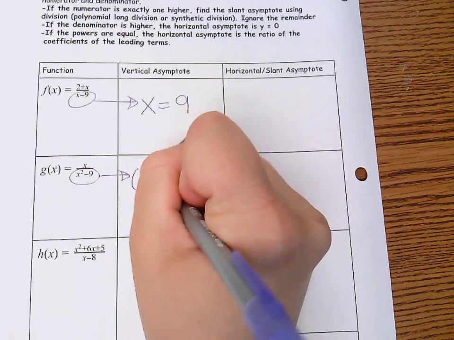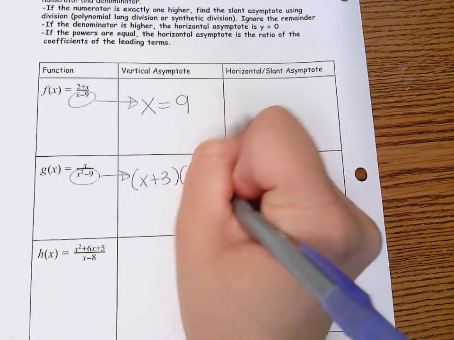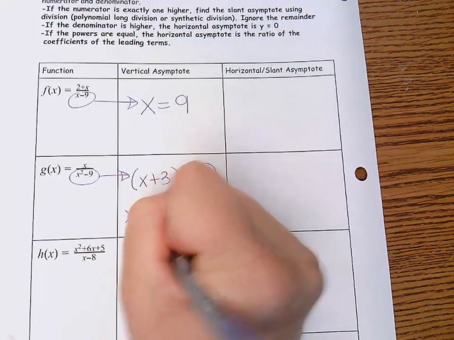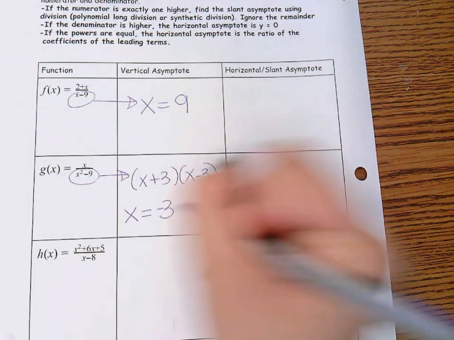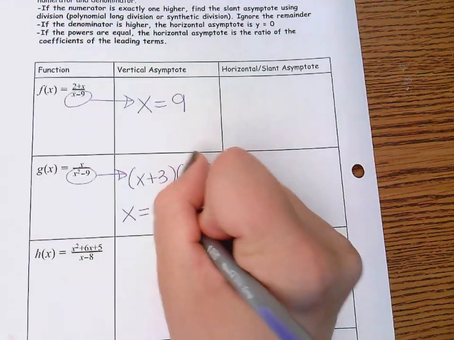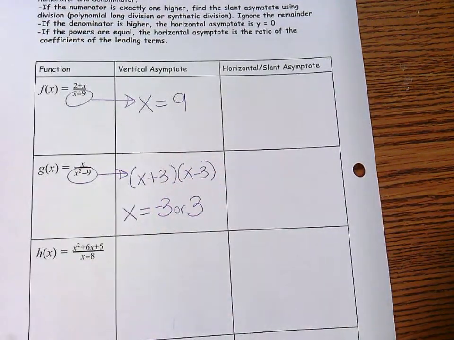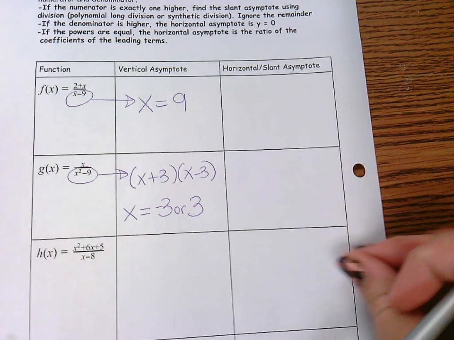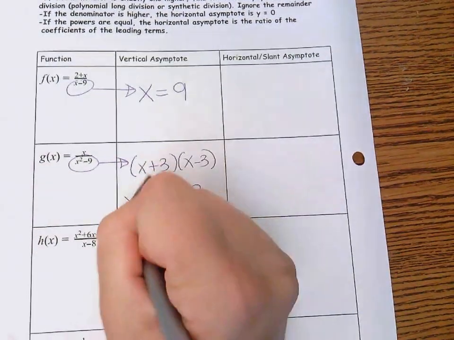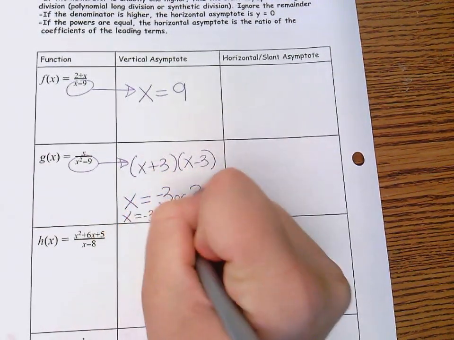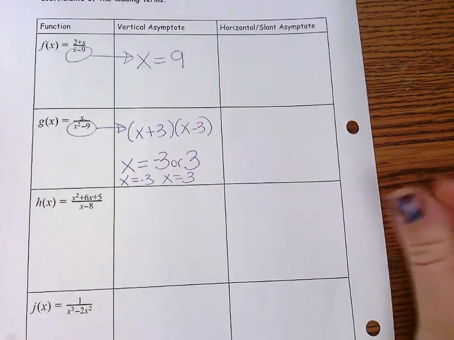x plus 3 times x minus 3. So my two vertical asymptotes are at -3 or +3. I have two vertical asymptotes, x equals -3 or 3. Or you could write them like separate: x equals -3, x equals 3, either way. All right, what about the next one?